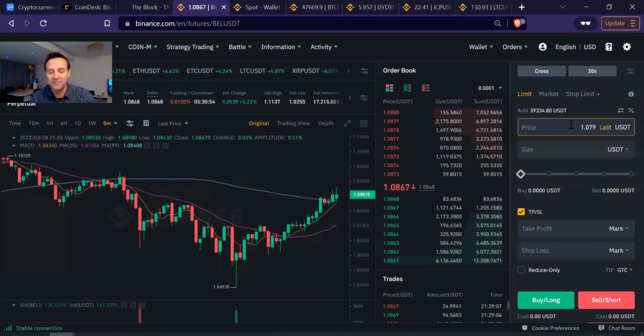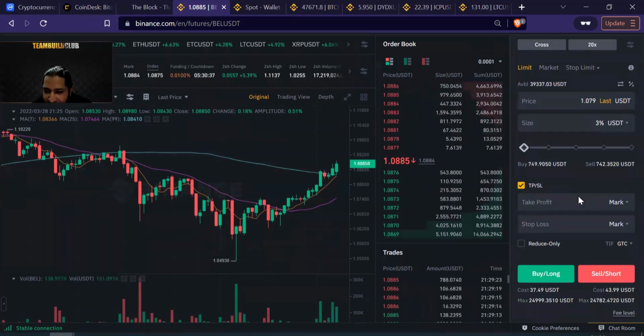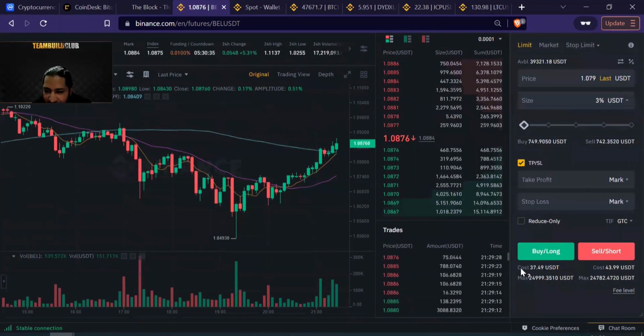So after we saw the price, we said 1.079. Then we're going to select the amount of money we want to open this trade. So here, when we move this slide, it's going to show underneath this buy long green button. So it's a cost here, right? So the cost, you're going to see the cost. So here we're opening 100 and we can do a small amount. You don't have to. How much do you want?